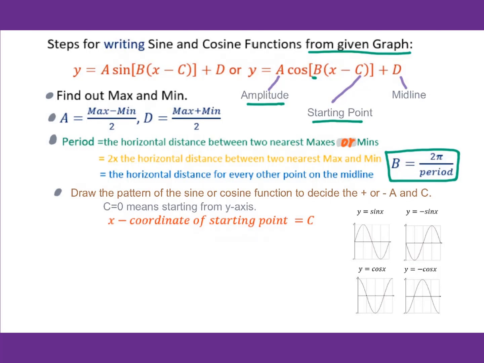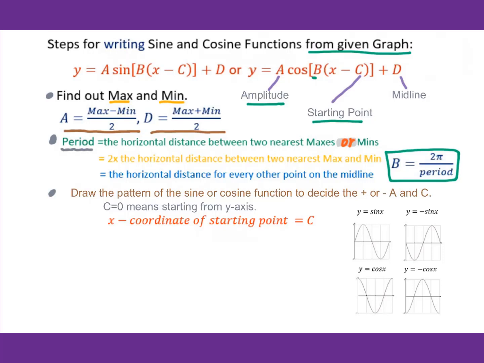First of all, you need to figure out the maximum and minimum. Then the amplitude equals the maximum minus minimum over 2. The midline equals the maximum plus minimum over 2. There are 3 ways to figure out this period.